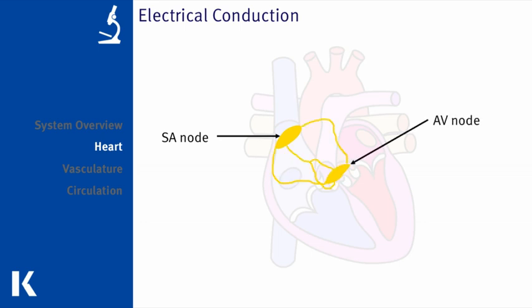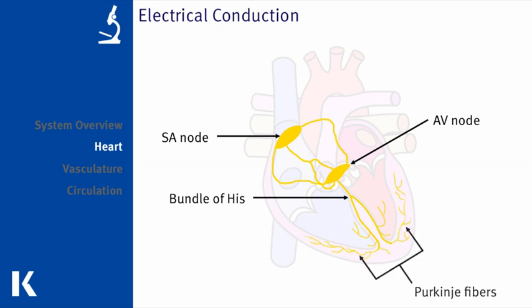The AV node is located at the junction of the atria and the ventricles. From the AV node, the signal travels down the bundle of His, which is embedded in the interventricular septum or wall, and travels to the Purkinje fibers. These Purkinje fibers distribute the signal throughout the ventricular muscle. These muscle cells are connected with intercalated discs, allowing for coordinated contraction of the heart. One mnemonic for this is start a blood pump. S for SA node, A for AV node, B for bundle of His, and P for Purkinje fibers.